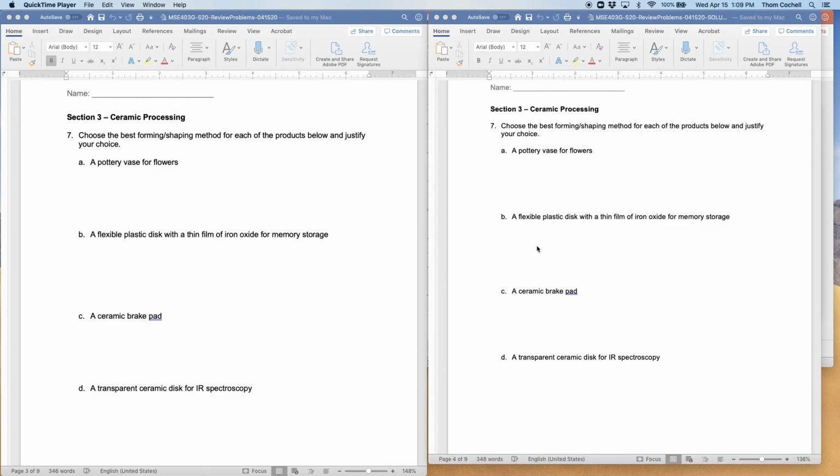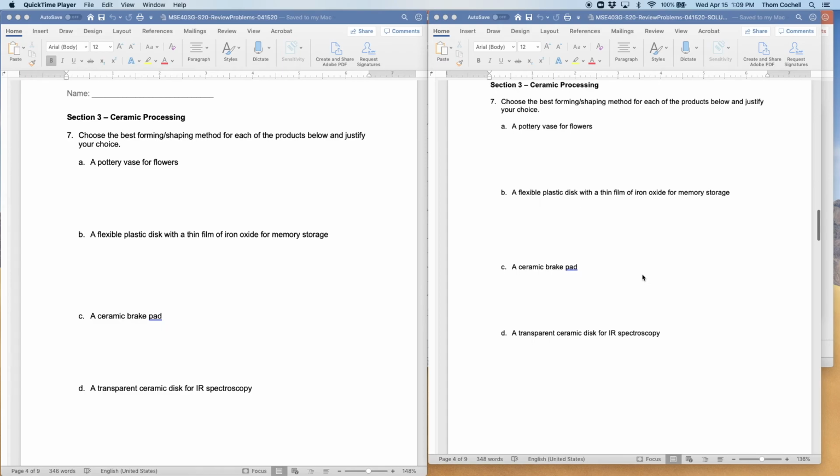Same thing for B. It's looking for a flexible plastic disc with a thin film of iron oxide for memory storage. This is a technique that's actually done to make CDs and things like that. We really only talked about one method for forming thin films. So if you mentioned tape casting and then talked about how with tape casting you can apply a thin film on any substrate, then that would be an adequate answer. The same thing for the other two: as long as you pick a forming method that is applicable to that shape and give your justification for it, then that is fine.